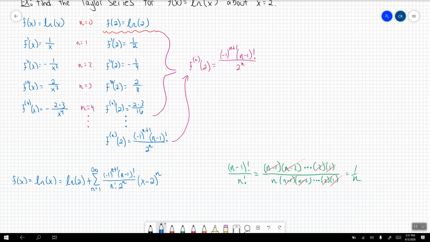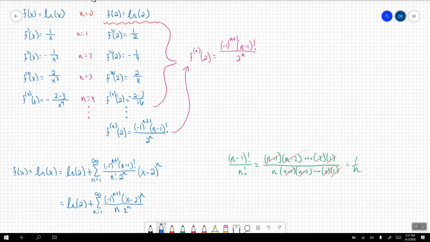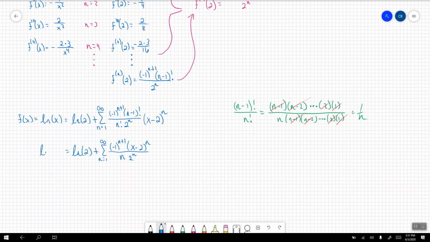Which means this actually simplifies just a little bit more. We get the natural log of 2 plus the Taylor series beginning at 1, negative 1 to the power of n plus 1, n minus 1 factorial divided by n factorial simplifies to 1 over n. Therefore, my numerator still stays as x minus 2 to the power of n. My denominator now just becomes n times 2 to the power of n. And there you have it. This is the Taylor expansion for natural log of x. Isn't that amazing?